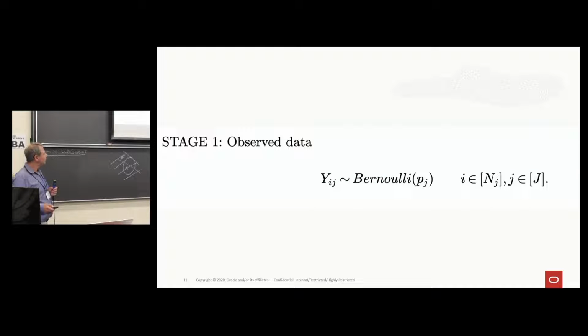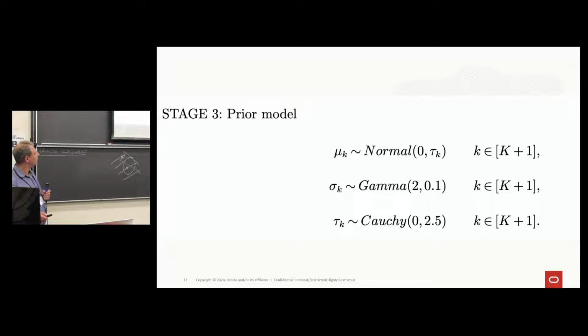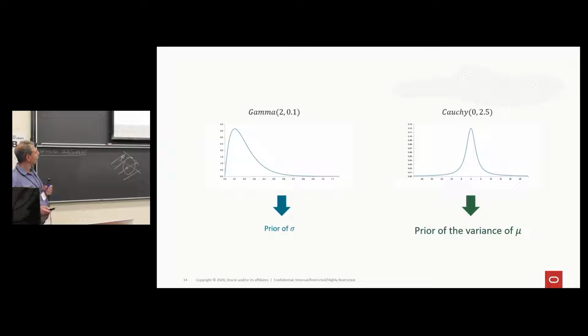Here I will describe our model. We have three stages. In the first stage, we have the observed data. This data is responses of customers to upgrade offers, so it is binary data. In the second stage, we have a logistic regression model, and all the parameters are tied with a normal distribution. And in the last stage, the third stage, we have a prior model. In the next slide, I will detail these priors.